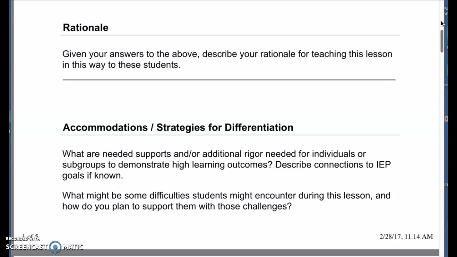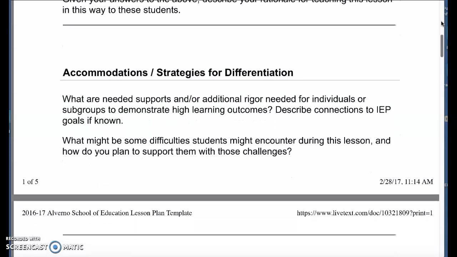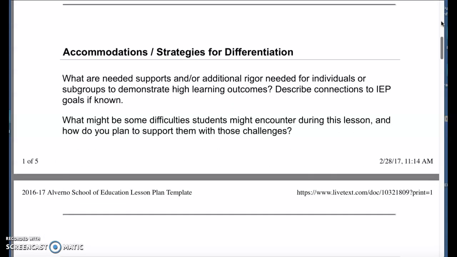The accommodations and strategies for differentiation section is where you're going to put in those pieces of the lesson where you're going to support all the learners in your classroom. So what are the needed supports or additional rigor needed for individuals or subgroups to demonstrate high learning outcomes? So this is a section where you can address the IEP needs of your students and then also just the regular general ed students. Students are across the board in terms of levels of learning. So this is where you want to put in those differentiation skills and strategies.